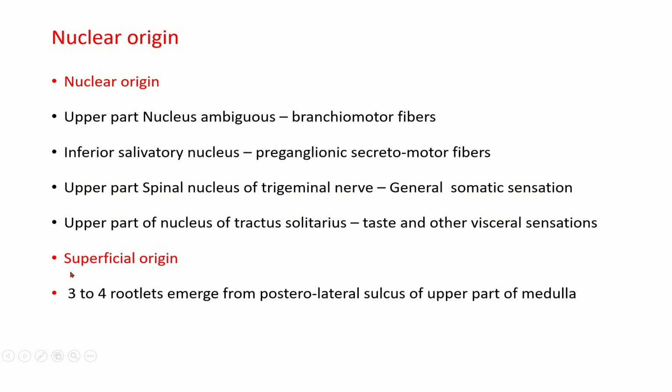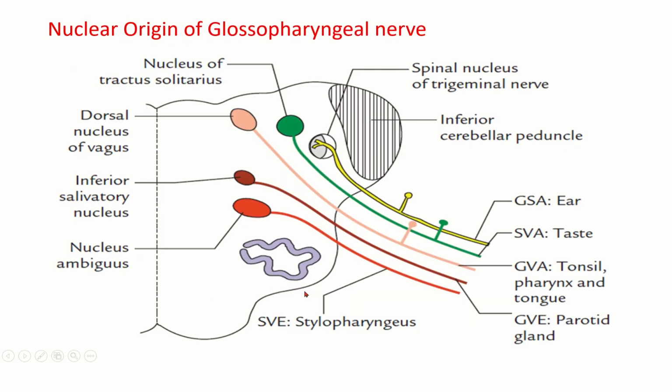Then, superficial origin: 3 to 4 rootlets emerge from the posterior sulcus of the upper part of the medulla. So now let us see here the nucleus of tractus solitarius, and you can see the spinal nucleus of the trigeminal nerve. You can see the inferior salivatory nucleus, you can see the nucleus ambiguus, all together forming the glossopharyngeal nerve.